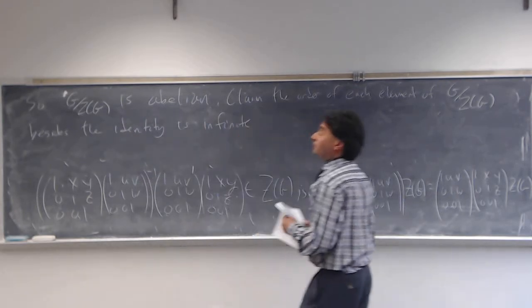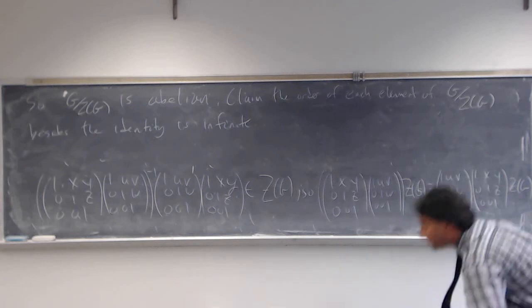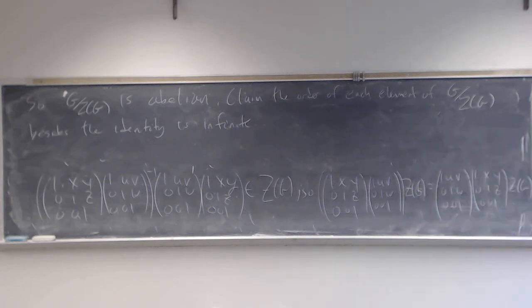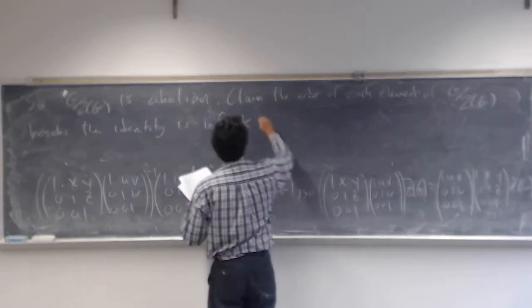So what does that mean? For an element to have infinite order, that means no matter what positive integer you raise it to, you never get the identity. For finite order, that means there's got to be some positive integer that when you raise the element to that positive integer, you do get back the identity. So let us prove this.